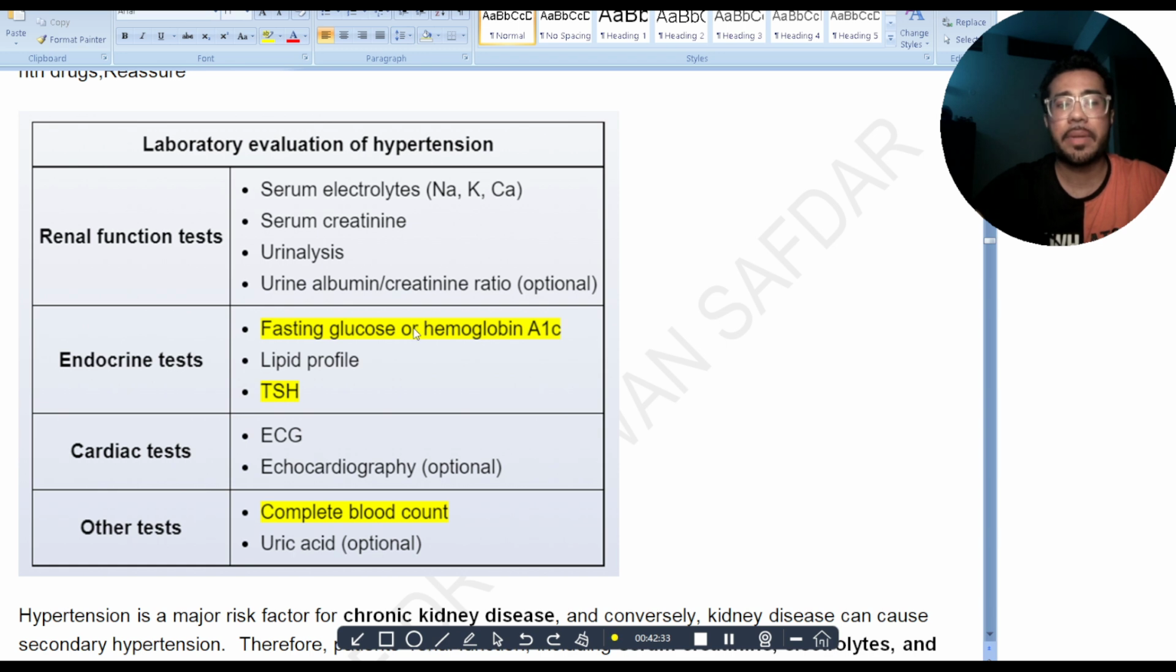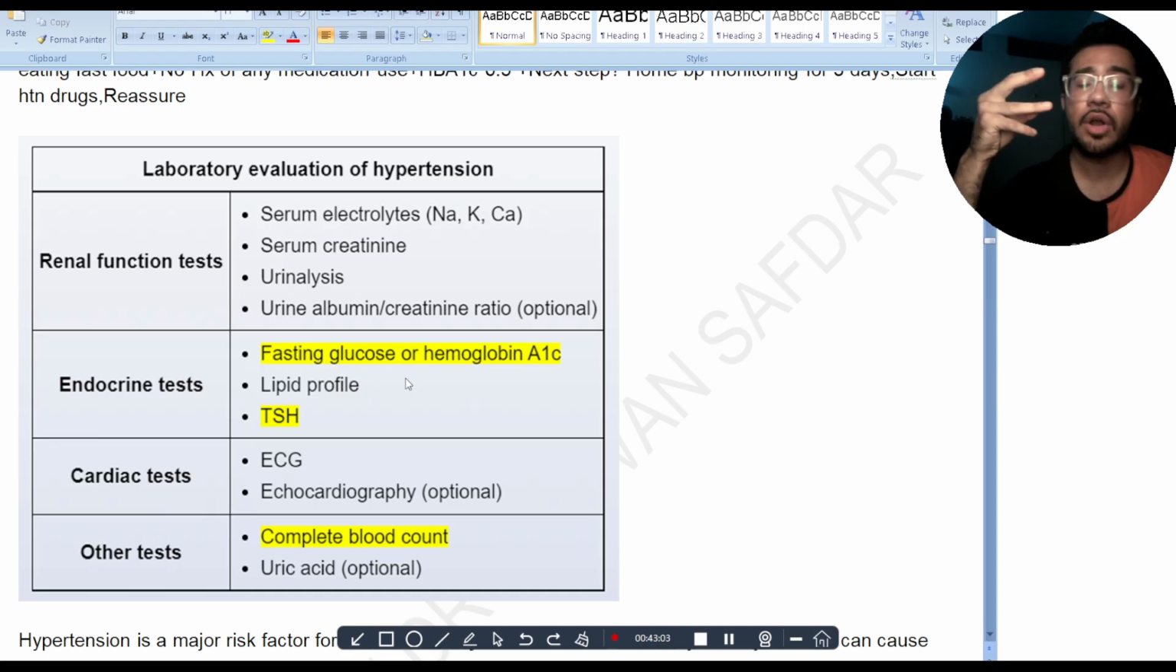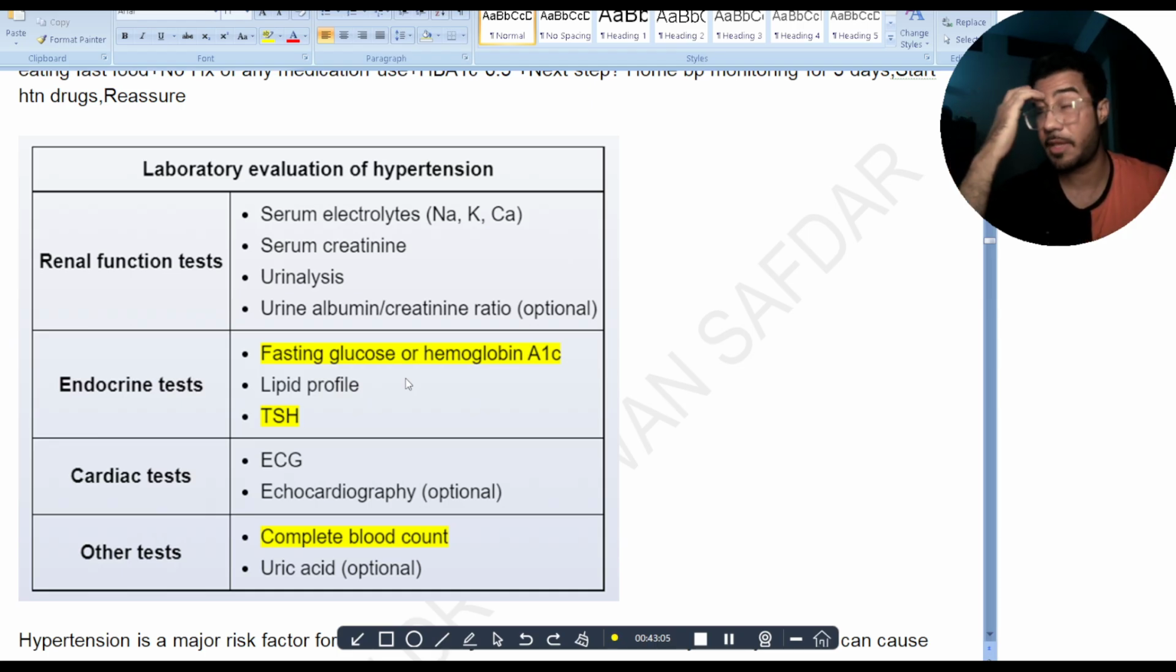Laboratory evaluation of hypertension. Whenever it comes to hypertension and you've diagnosed hypertension, you need to keep in mind the metabolic syndrome, which is a triad of hypertension, hypercholesterolemia, and diabetes mellitus. So if you diagnose a patient with hypertension, you need to screen the patient for hyperlipidemia. So you order a fasting lipid profile. You also need to see if the patient is diabetic, so you order a fasting blood glucose level, or a better alternative is HbA1c.